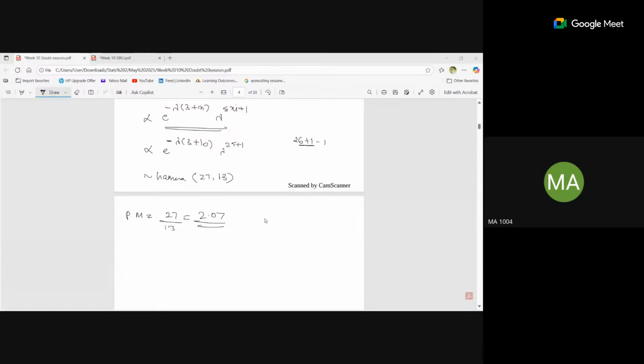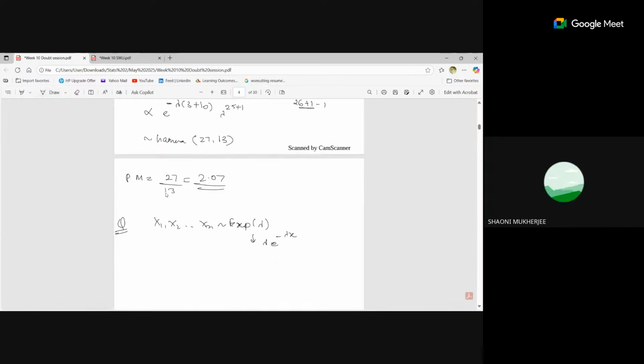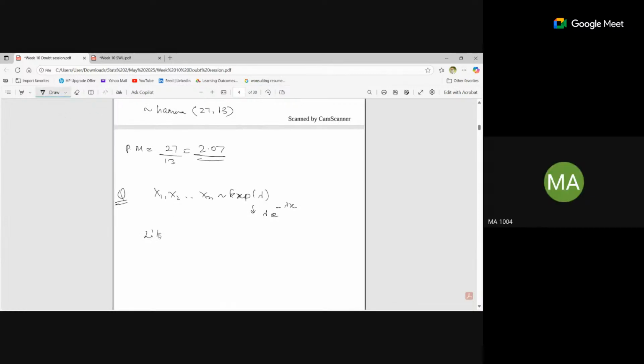Let x1 to xn be IID samples from an exponential distribution. Okay. So this will be my x1, x2, ..., xn following exponential with parameter lambda. What is the PDF of exponential? Lambda e raised to the power minus lambda x. Now, what will be my likelihood? Now you tell me the process. Likelihood will be lambda to the power n, e to the power minus lambda summation of xi.